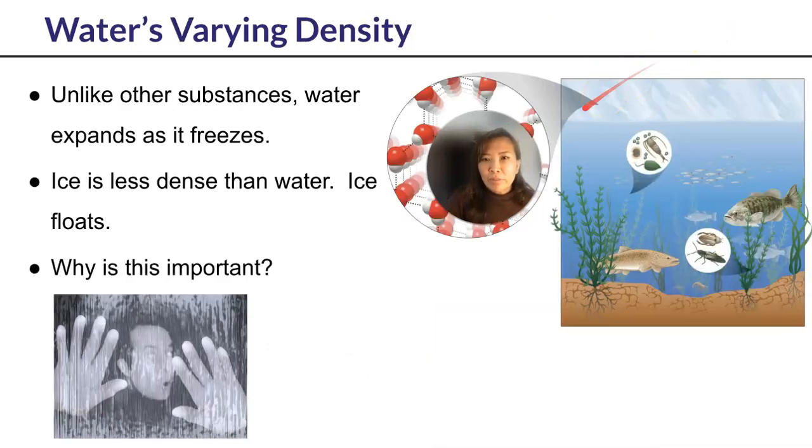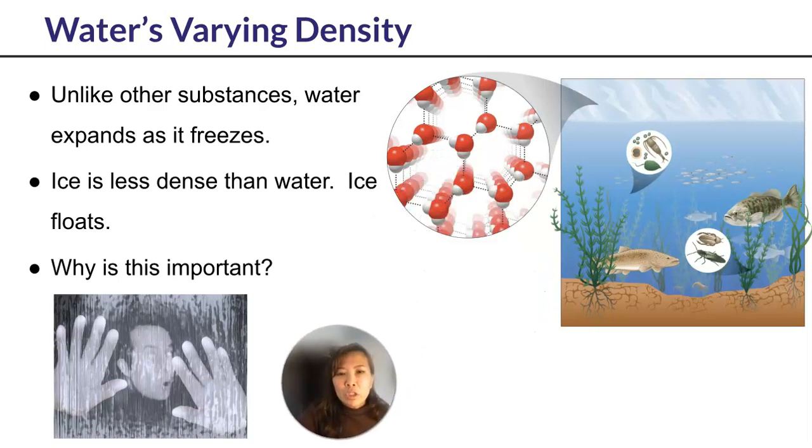Okay, water also has varying density. This is a very interesting characteristic of water, because when most other substances freeze, they shrink and condense down, right? But water, because of the hydrogen bonds, actually expands when it freezes. And because it expands, it becomes less dense than the liquid state. And that's the reason why ice is able to float over liquid.